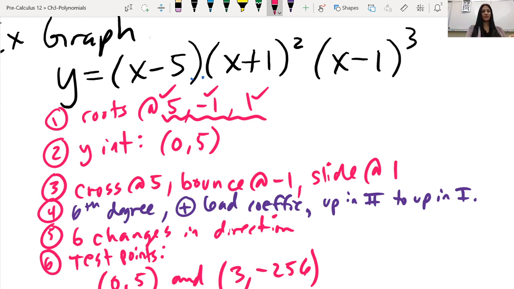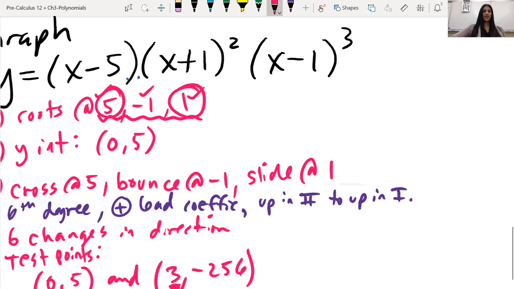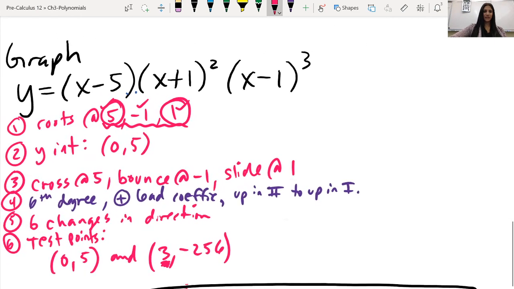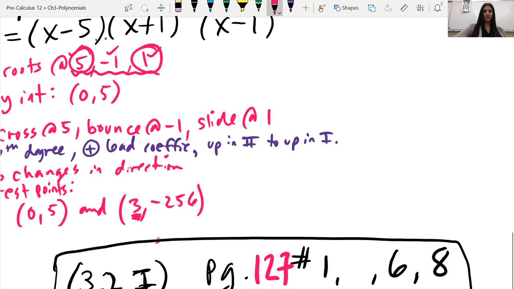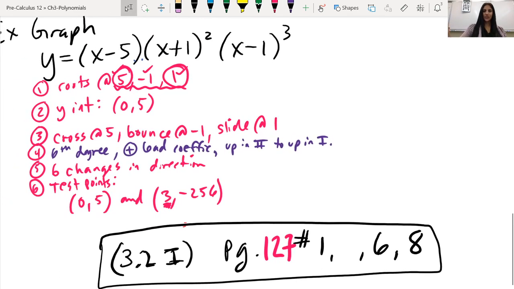Make sure that you're okay with why I picked the 3. You would pick the 3 because it's in between 5 and 1. So we're picking test points that are in between the two roots. So maybe what's helpful is if I actually show you on the graph why I've chosen those test points.